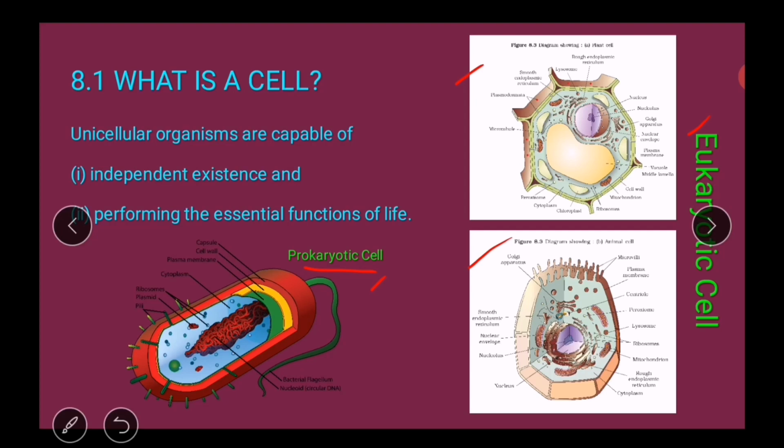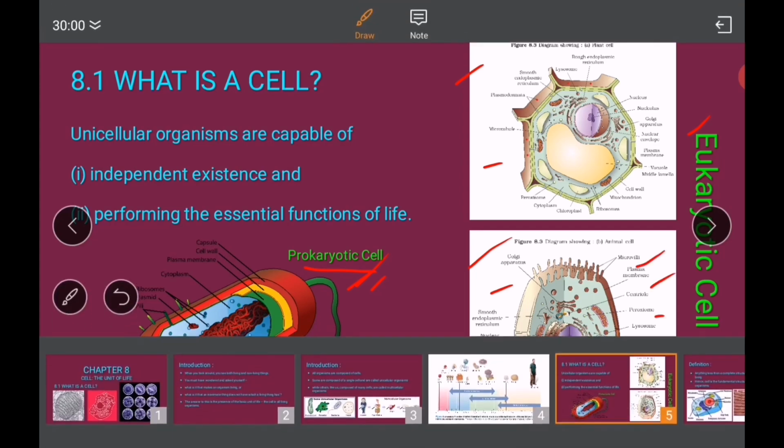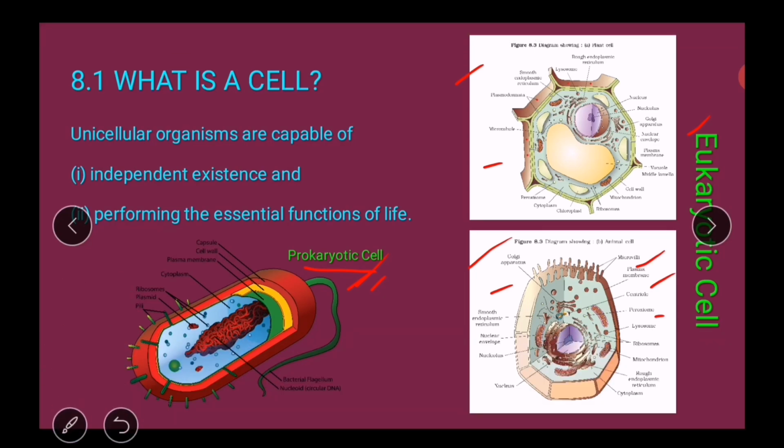It does not have membrane bound organelles. It does not have a cover. The organelles, small parts of this prokaryotic cell, do not have a membrane cover. Clear? And here you can see in this plant cell, in these animal cells, all the labeled parts of the cell are membrane bound. They have membranes, coverings of the parts. Clear? Now here you see the first part. Unicellular organisms are capable of independent existence. This means that it can live by itself. It does not need the help of other cells. Independently, singly, it can exist. Clear?